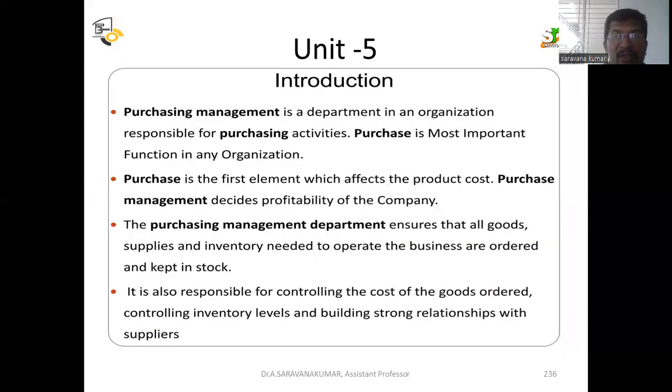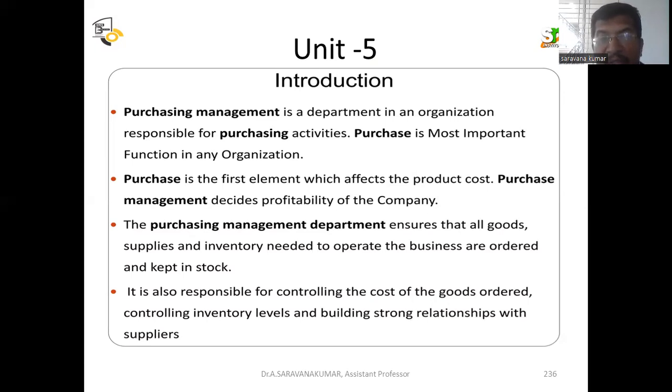Next we are going to discuss unit number 5. The last unit is a very important topic, purchasing management. What do you mean by purchasing management? Management we know, right? You have to monitor all the activities in that organization. Management is an art of getting things done by others.